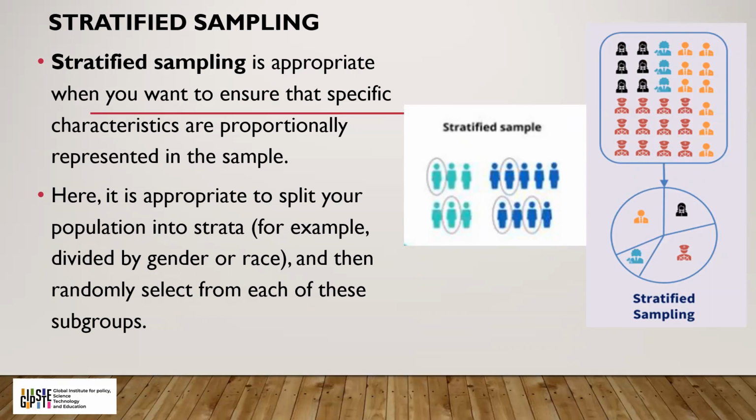The next is stratified sampling. Stratified sampling is appropriate when you want to ensure that specific characteristics are proportionally represented in the sample. Okay, so here it is appropriate to split your population into strata. For example, you can do it by gender, okay? That is all males, all females, all right? Or you can do it by race. And then randomly select from each of these subgroups.